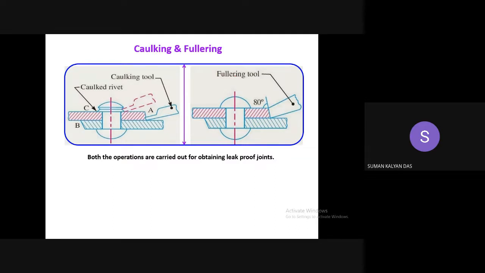So in order to suppress those leaks, what we can do is, in caulking, we have a tool like this. This tool has a broad shoulder and the tip is relatively sharp. With the help of this tool, we actually hammer. This tool is positioned over here, and on this side, blows with hammer.